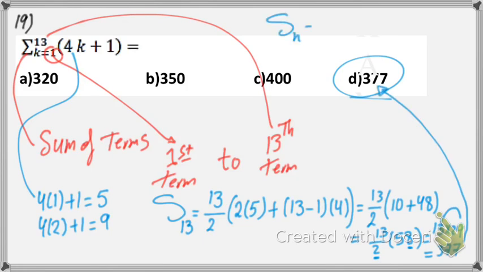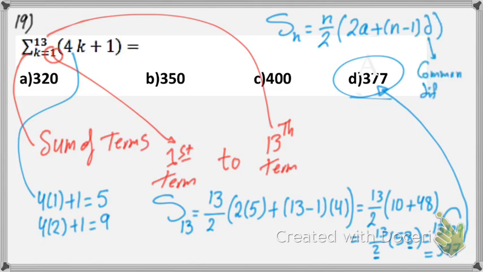Notice that the rule I use to find the sum of terms here is Sn is equal to n over 2 multiplied by 2a plus n minus 1 d. d is the common difference, the number that you are adding or subtracting each time. And a is the first term. And n is the number of terms.